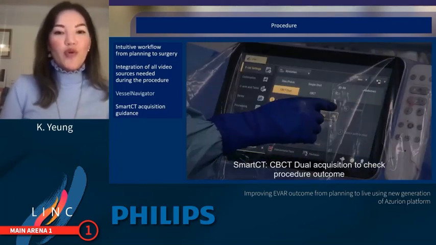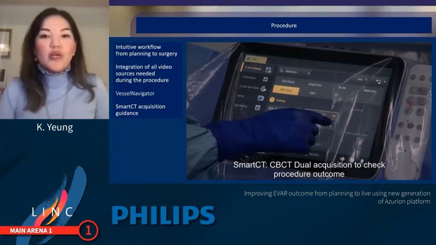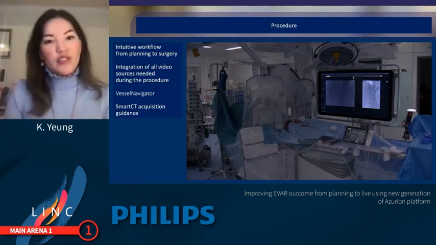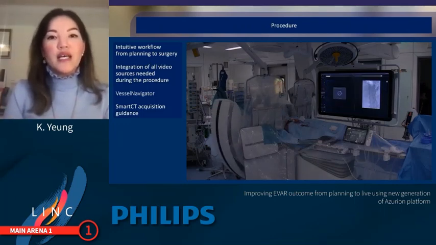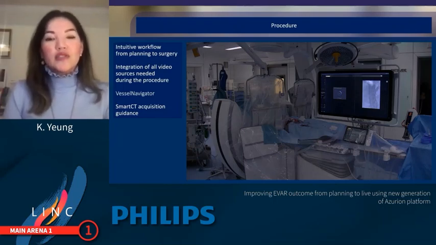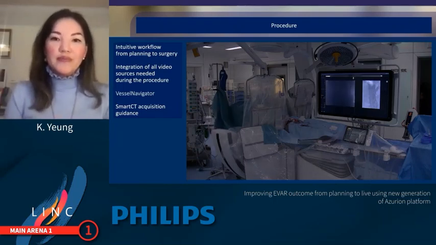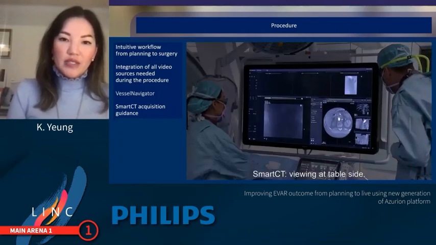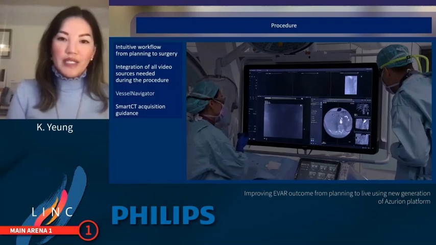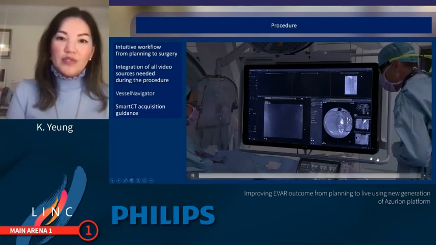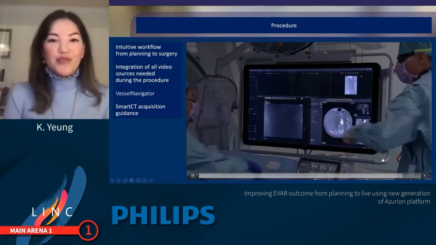Then we performed the Smart CT and CBCT dual acquisition to check the procedure outcome. First round is an arterial phase round. And after 7 or 15 seconds, you can decide to perform a venous round, that's a venous phase. Then we check the outcome from the Smart CT viewing at our table side. There was no endoleak seen anymore, and a great realignment as well. So we were very happy with our procedure, of course.